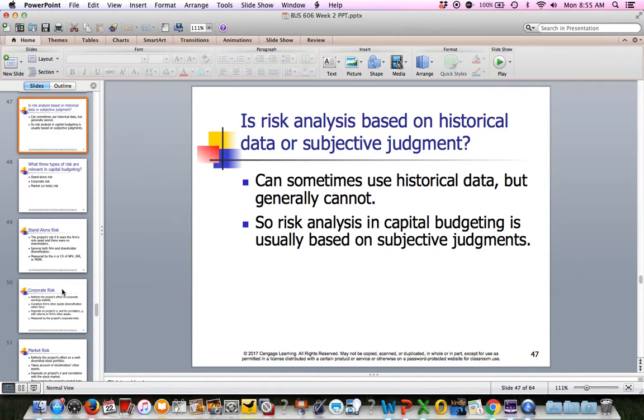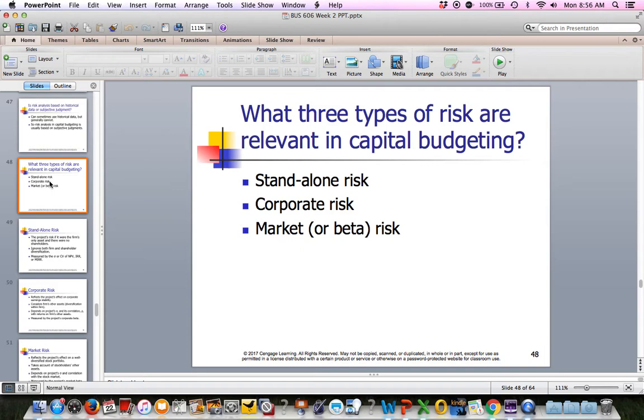Okay. It says here, is risk analysis based on historical data or subjective judgment? A little bit of both. It's usually based mostly though on subjective judgments. So the hard part with cash flows is it requires a lot of future estimating and a lot of future guessing based on experience, based on what you know about your business, based on what you know about the industry, and so on. So there's 3 kinds of risk to factor in: standalone, corporate, and market or beta risk.